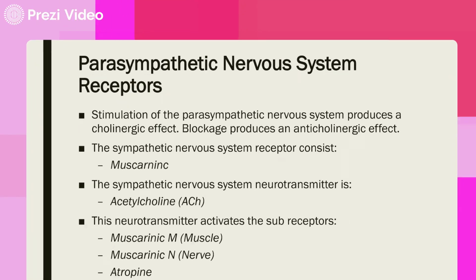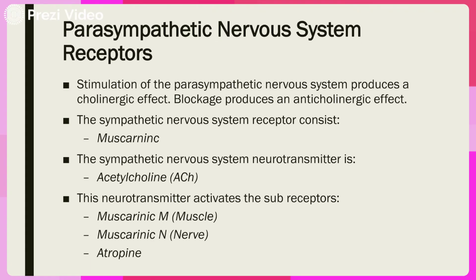Then we have the parasympathetic nervous system. The parasympathetic nervous system produces what we call a cholinergic effect, because it hits on the cholinergic receptors. When we block it, it creates an anticholinergic effect. The parasympathetic nervous system receptor consists of muscarinic, and the easy thing about this system is that it only gets activated by acetylcholine.